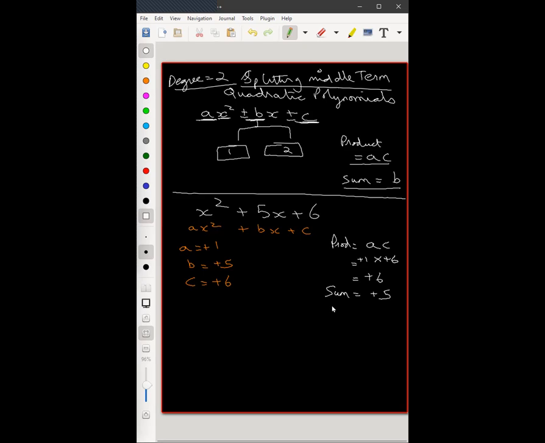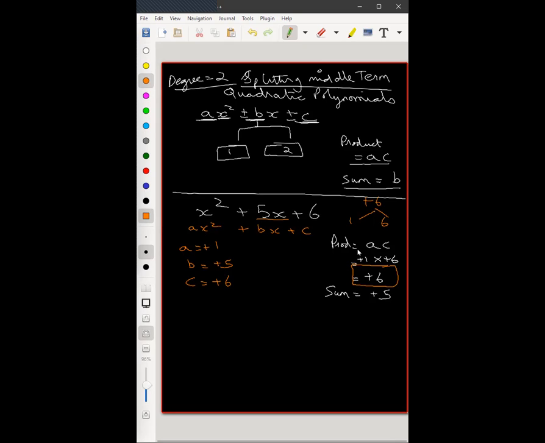Now, how do we find this? What we do is we start with the product term and start taking out its factors. So we start with plus 6. We take out the factors first and we make the factor tree. It'll be 1 and 6. Right? Can I make 1 and 6 as plus 5 here? I want the product to be 6 and I want the sum to be plus 5. Can I do that?